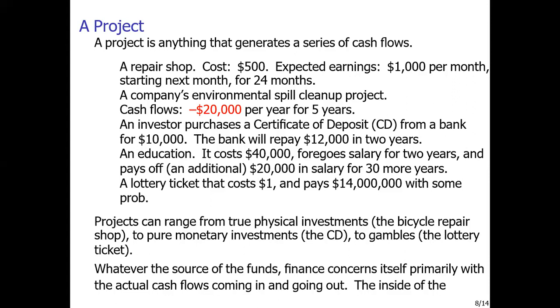So projects can range from true physical investments, like a bicycle repair shop, a bakery, a restaurant, to pure monetary investments like certificates of deposit, to lottery or gambling. Whatever the source of the funds, finance concerns itself primarily with the actual cash flows coming in and going out.